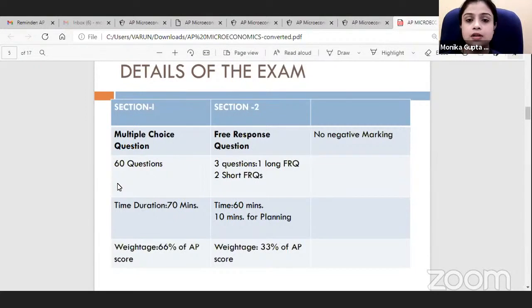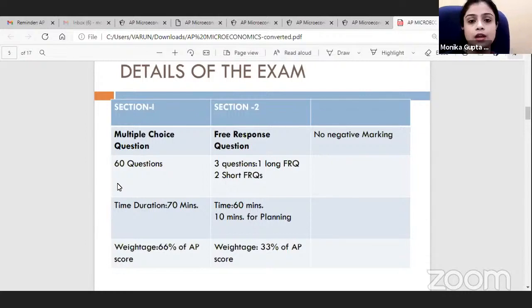So you have 60 minutes, and then you need to determine how much time to spend on each. It is considered that 50% of that time period should be devoted to the long FRQ, and the rest 50% you can divide into 25% each for your short FRQs.